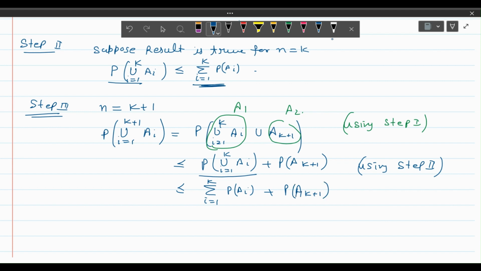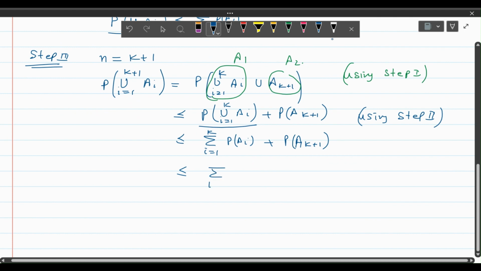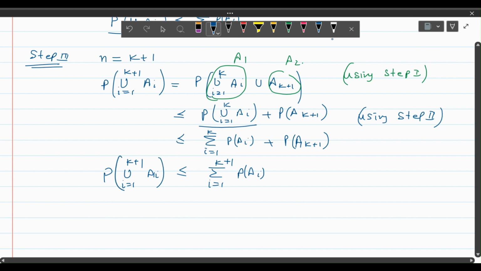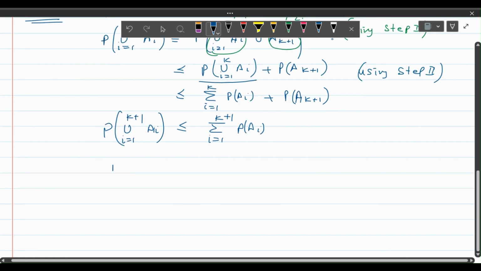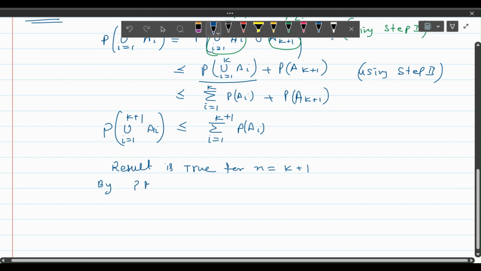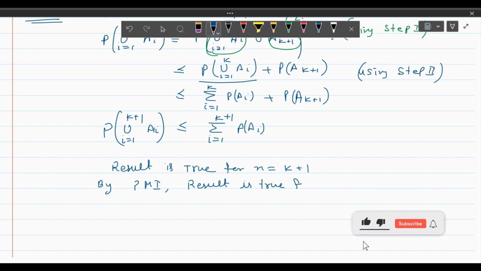Okay, now combining the sum, it will be i from 1 to k plus 1 of the probability of ai. Okay, so this means the probability of the union, i from 1 to k plus 1, of ai is less than or equal to the sum of their probabilities. So the result is true for n equal to k plus 1. So by the principle of mathematical induction, the result is true for all n belonging to natural numbers.